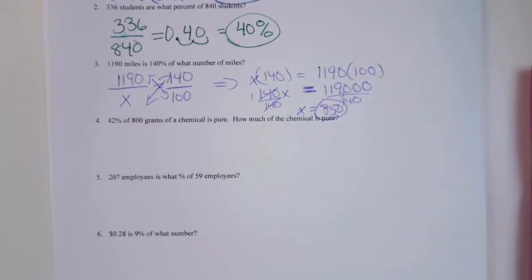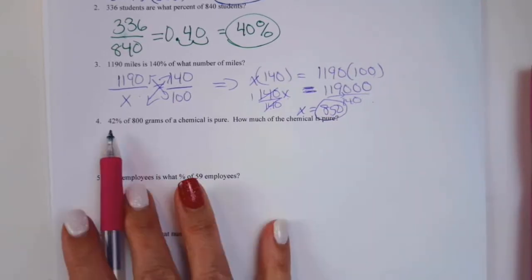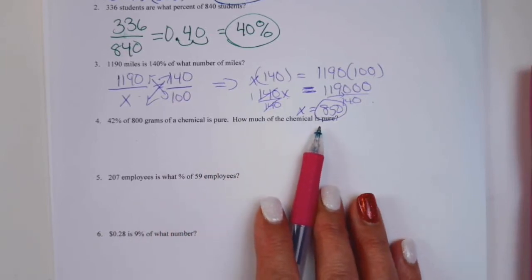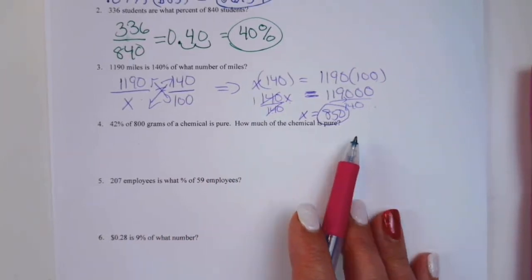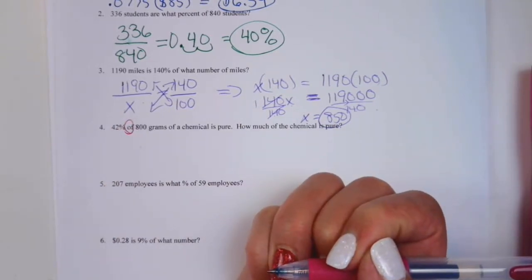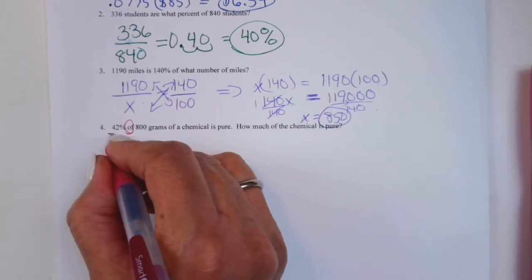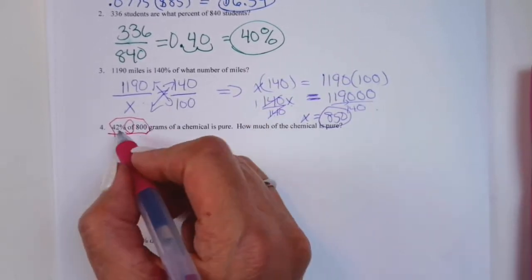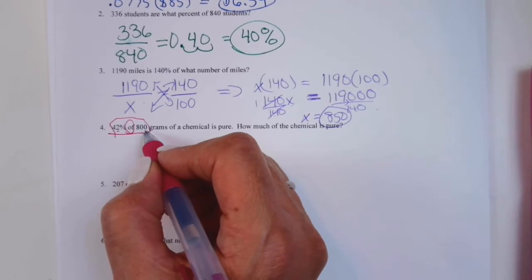Okay, let's look at number 4. So 42% of 800 grams of a chemical is pure. How much of the chemical is pure? 42% of here means a multiplication. So when you see something like this, it means that we're going to multiply that 42% by 800.